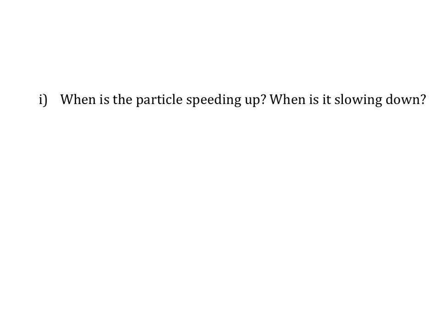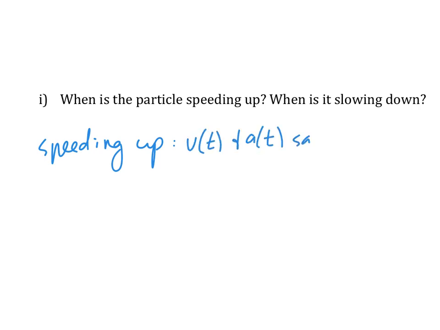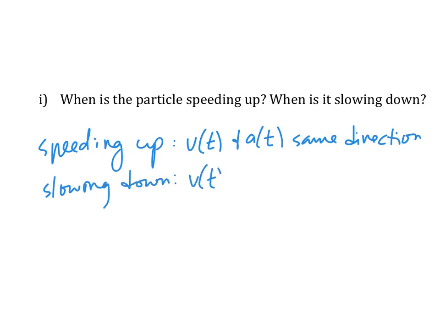So this is very important. So speeding up, I think you already wrote this last time. Speeding up basically means V and A have the same direction. And then slowing down means that they have opposite direction.